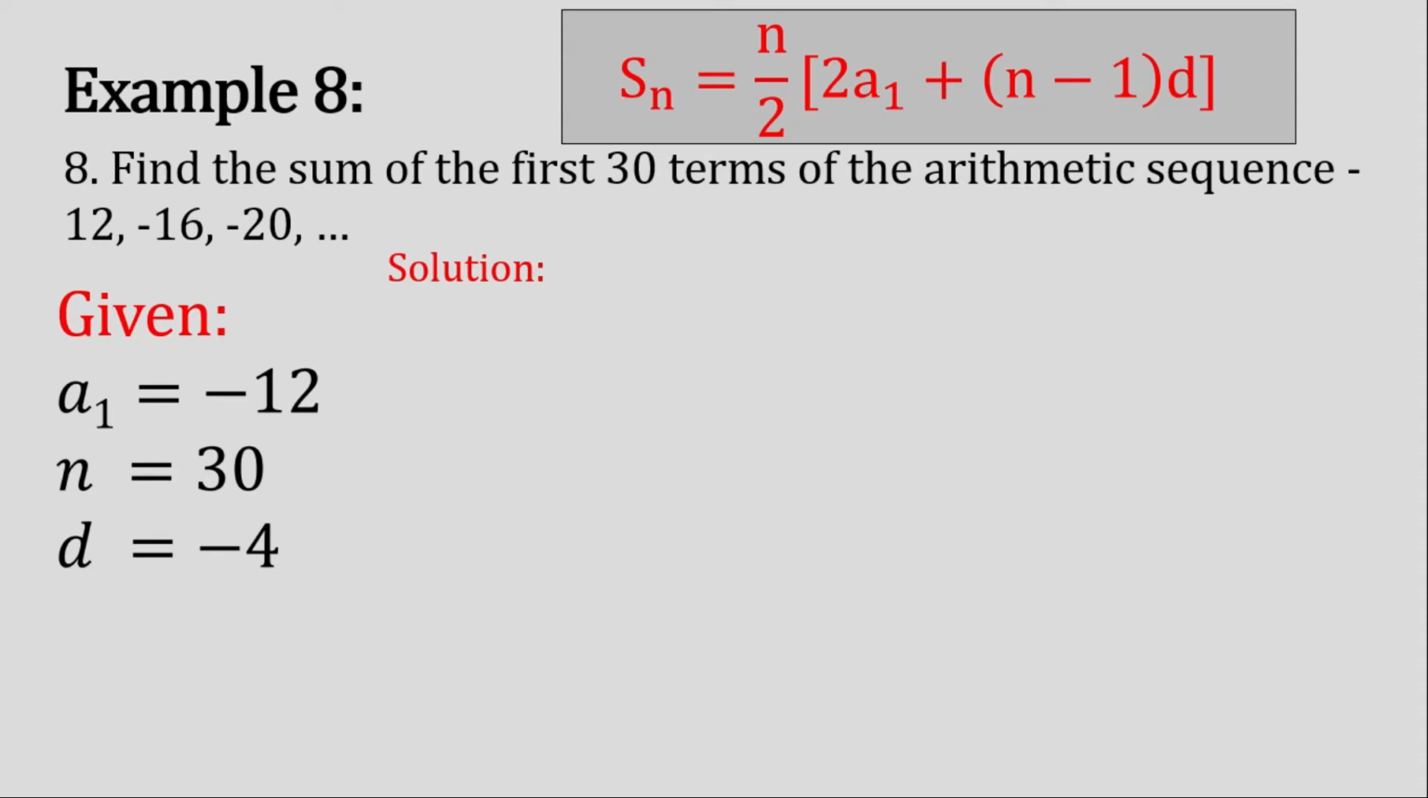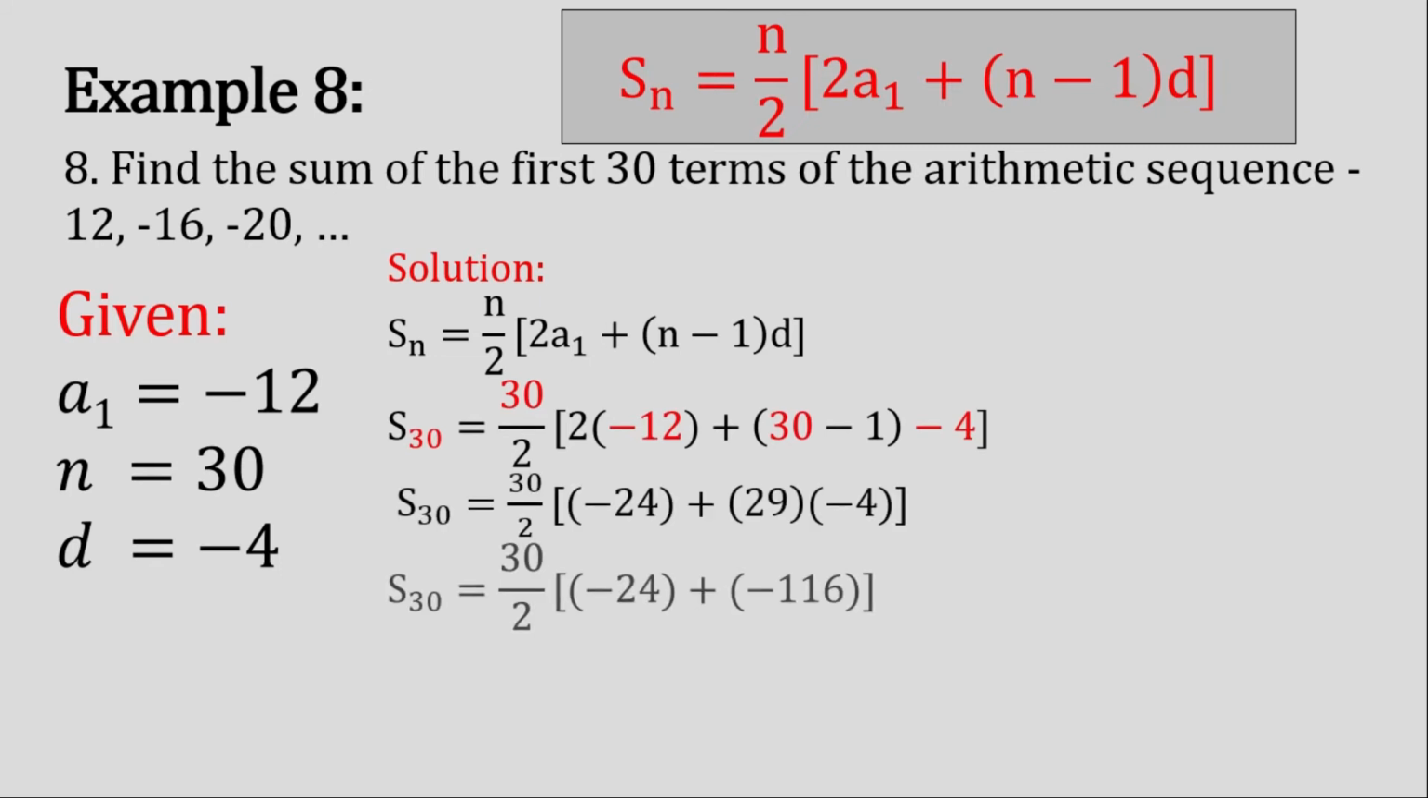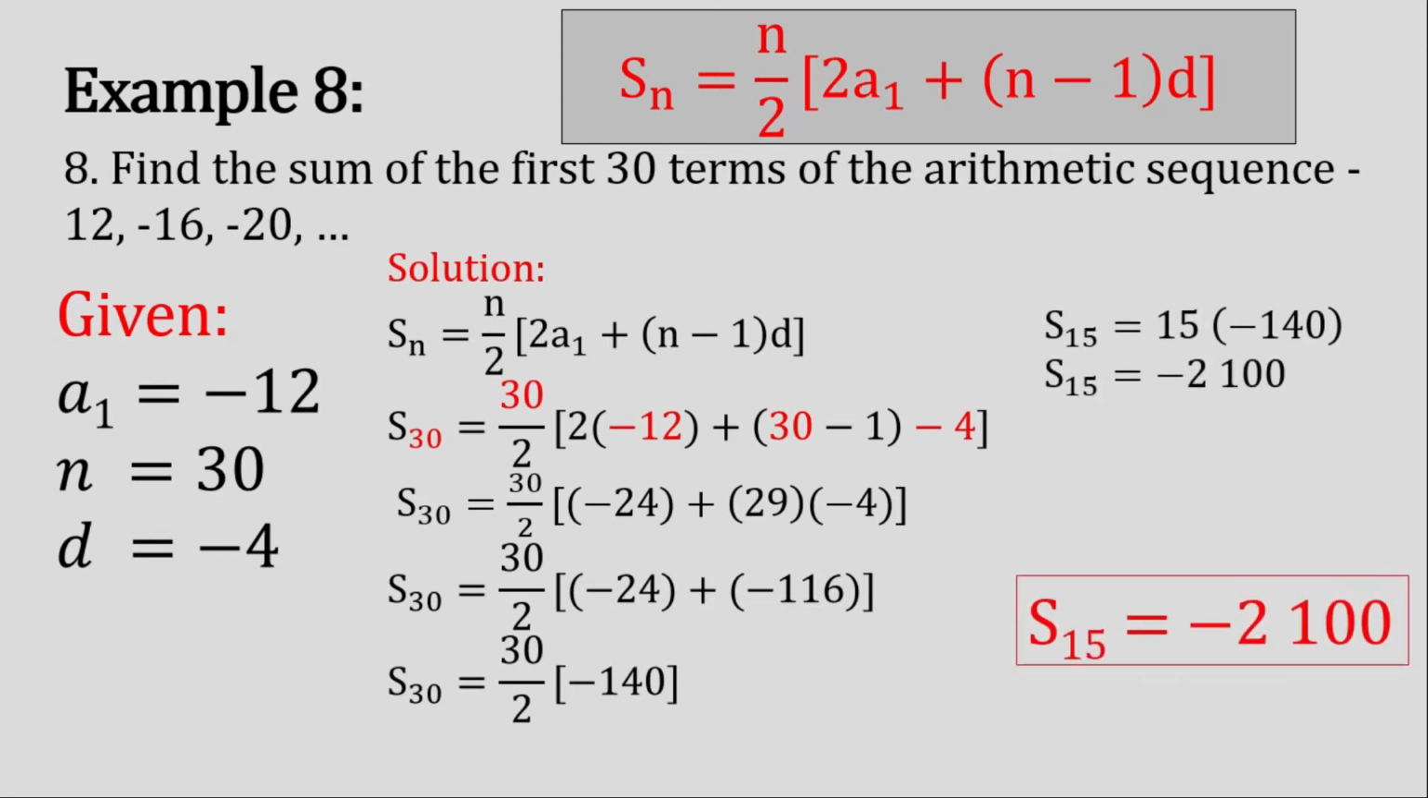So the common difference is -4. So we have the formula, then substitute all the values, simplify, and add, and then we get the final answer, which is -2,100.